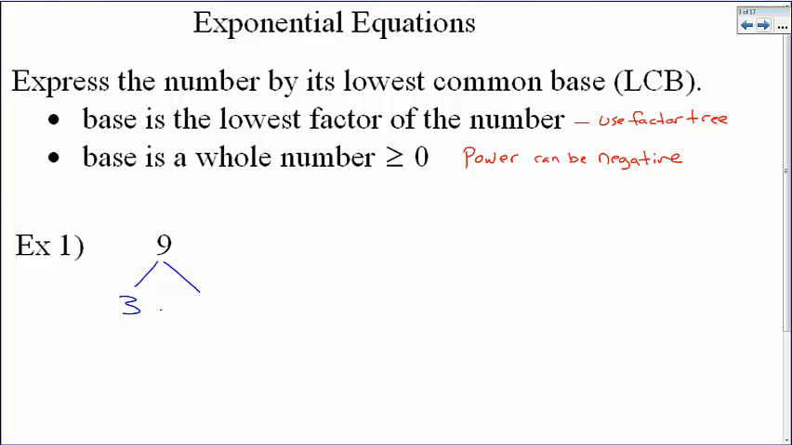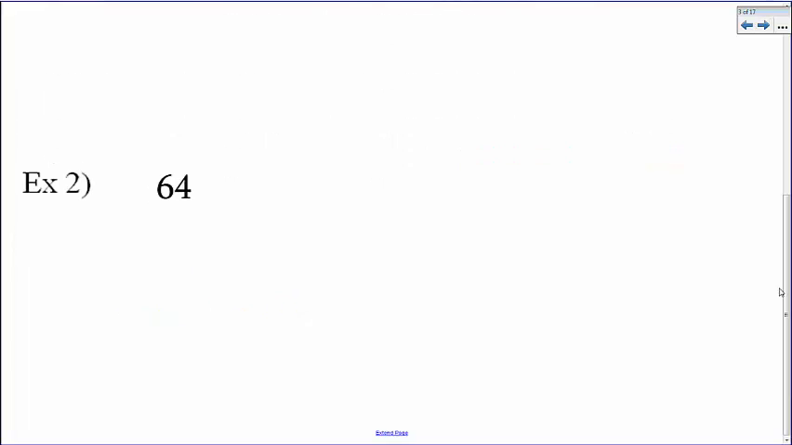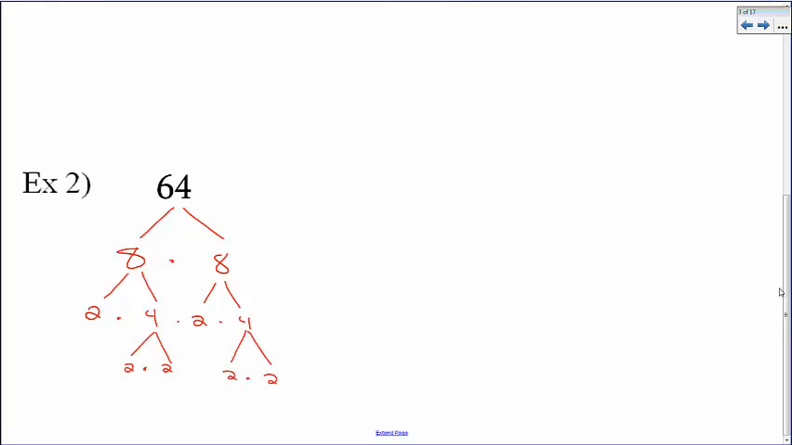If I rewrite 9 as a product of its LCB, I can easily see that 3 is the lowest base, and it is raised to the second power, so I can rewrite 9 as 3 to the second power. Similarly, in example 2, I can break up 64 into 8 times 8. And I could say, well, this is 8 to the second power, but that would not be in terms of the LCB. To rewrite it in terms of the LCB, I need to go a little bit further, splitting the 8's into 2 times 4, and then going even further and splitting the 4 into 2 times 2. What I can see now is that 64 can be rewritten in terms of one base, 2 to the 6th power. And now I am done.